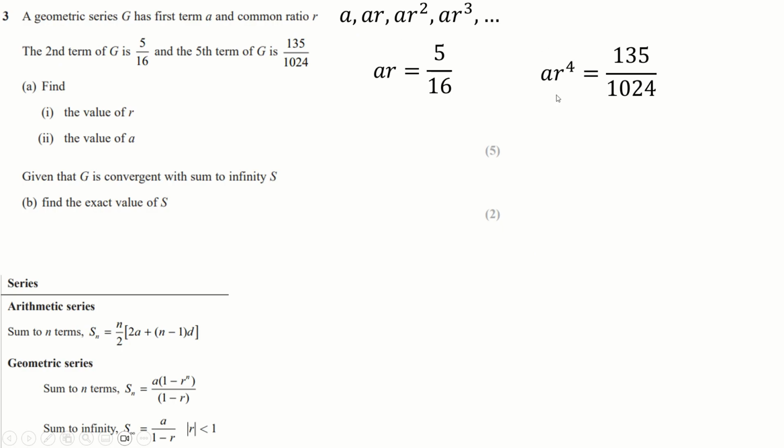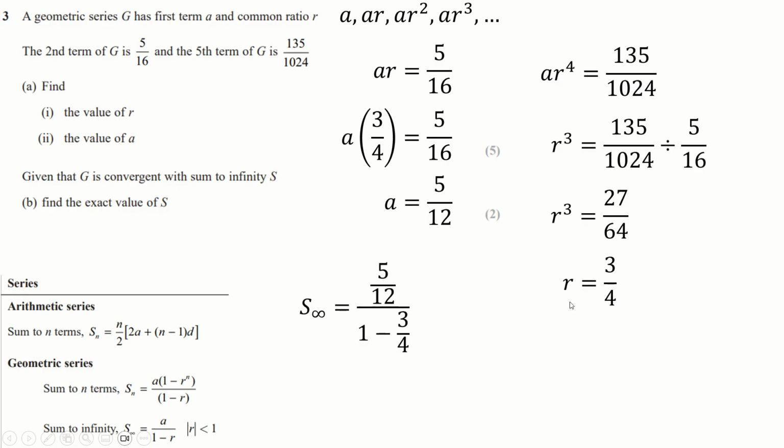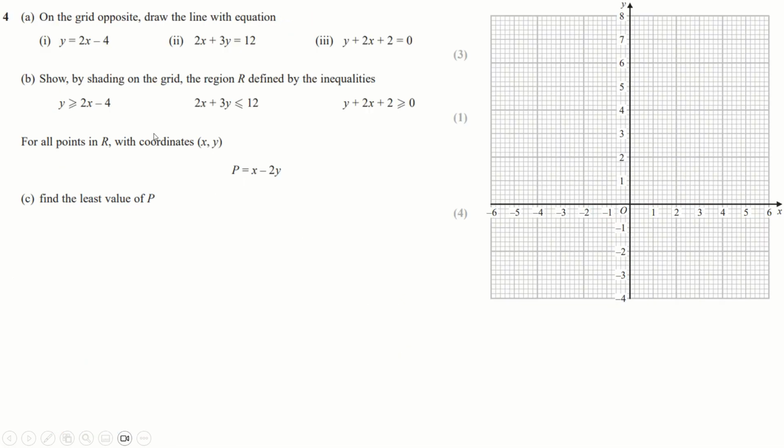And now, of course, we can just do this one divided by this one, because if we do this divided by this, the a's will cancel, and r to the 4 divided by r is just r cubed. And then type in the calculator this divided by this, and we'll get that. Cube root it, and we'll get that. And then we can just sub that into there, and we can times by 4 divided by 3, and we'll get that. And then we can just say, well, it's convergent, apparently, so the exact value of s, sum to infinity is a over 1 minus r. So the sum to infinity is just this, divided by 1 minus that, and you type that into calculator, and you get this. Lots of calculator use makes this quite quick.